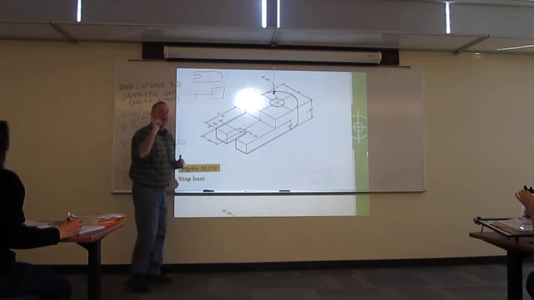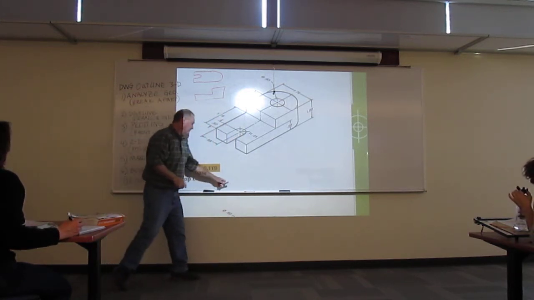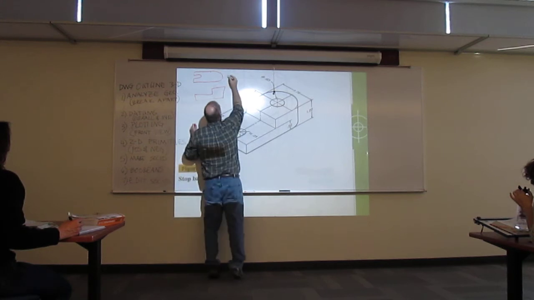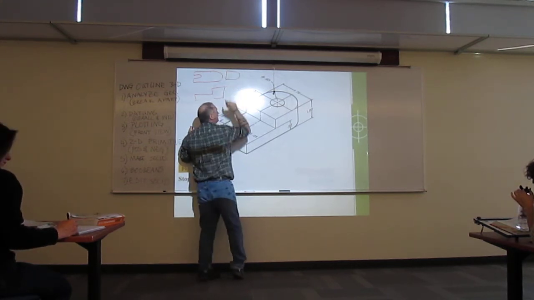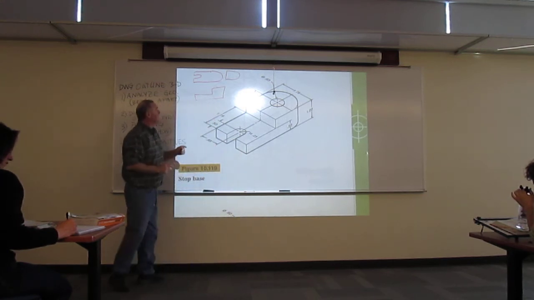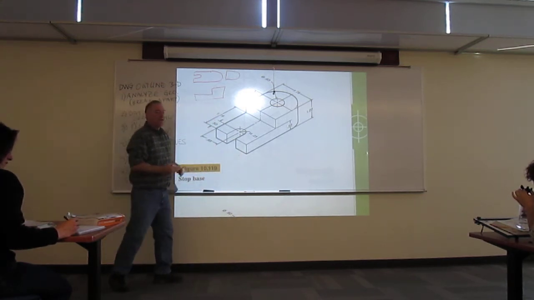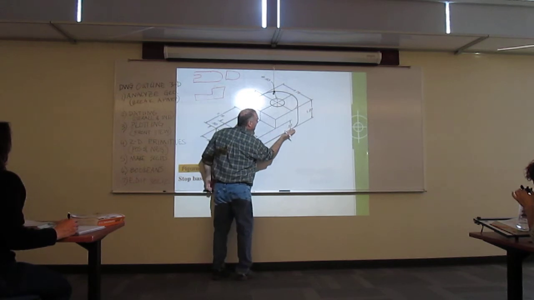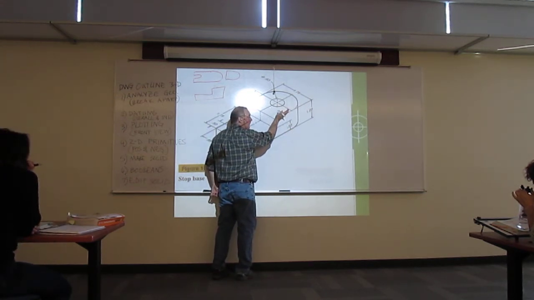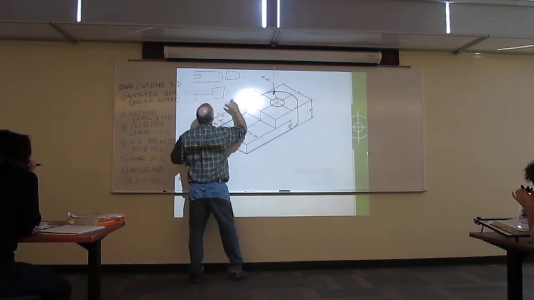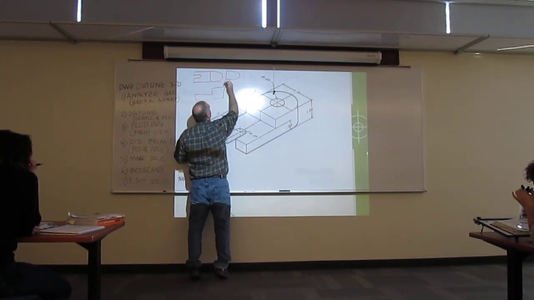Now, I need to have another P line. Let me just draw it off to the side. I need another P line that has just that shape, because that one has to be extruded from the bottom all the way to the top. And then I'm going to union those two together, and I'm now going to be sitting like this.